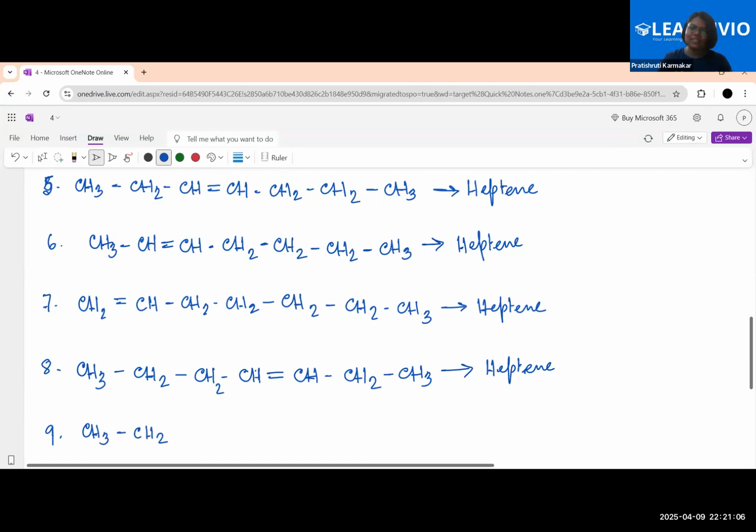Let's see. CH2, CH2, CH double bond CH, and so on. What will we call it? Heptene. 15. So all of these are 15. All these are the same compounds, you are telling me. But I can see these are not the same compounds.